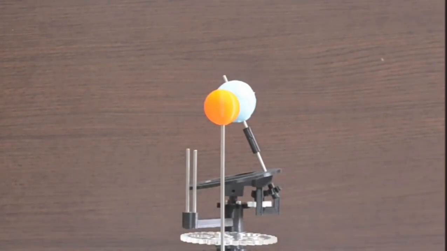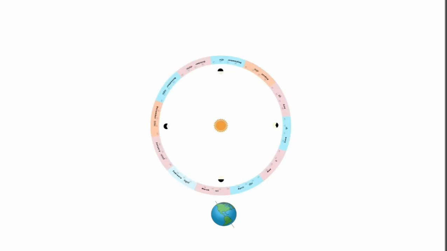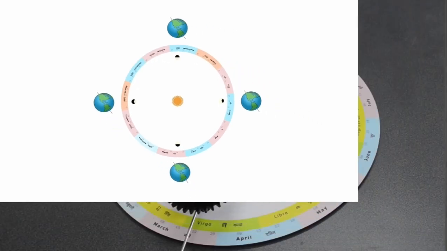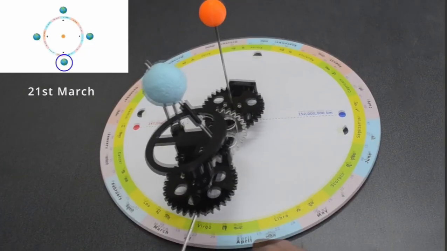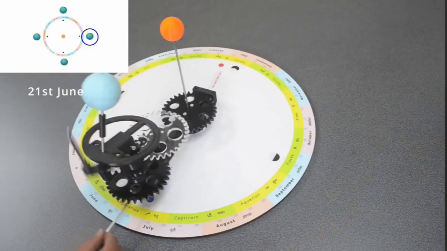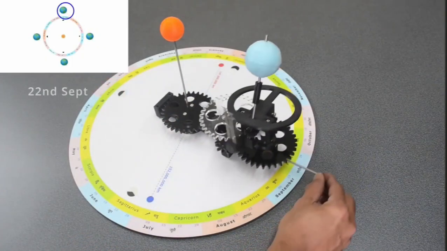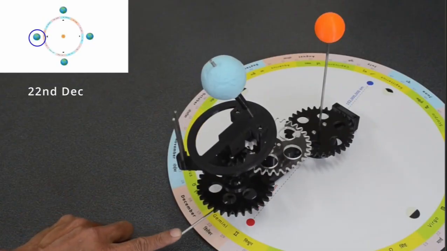The Gregorian calendar we are familiar with is purely based on the movement of the Sun. Dates of the calendar are tied to the equinoxes and solstices. Sun will always be at this position around 21st of March. Here, 21st of June, 22nd of September, and here on 22nd of December.